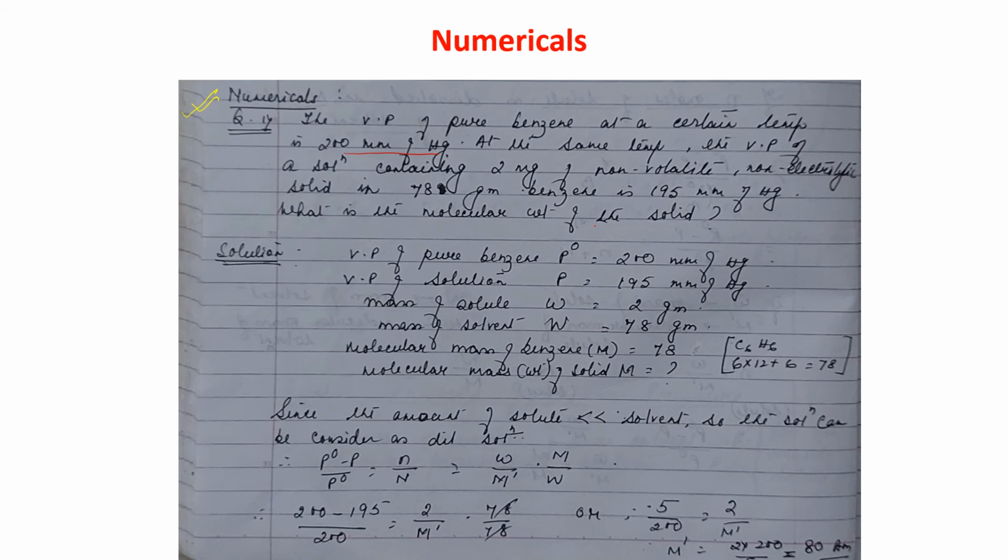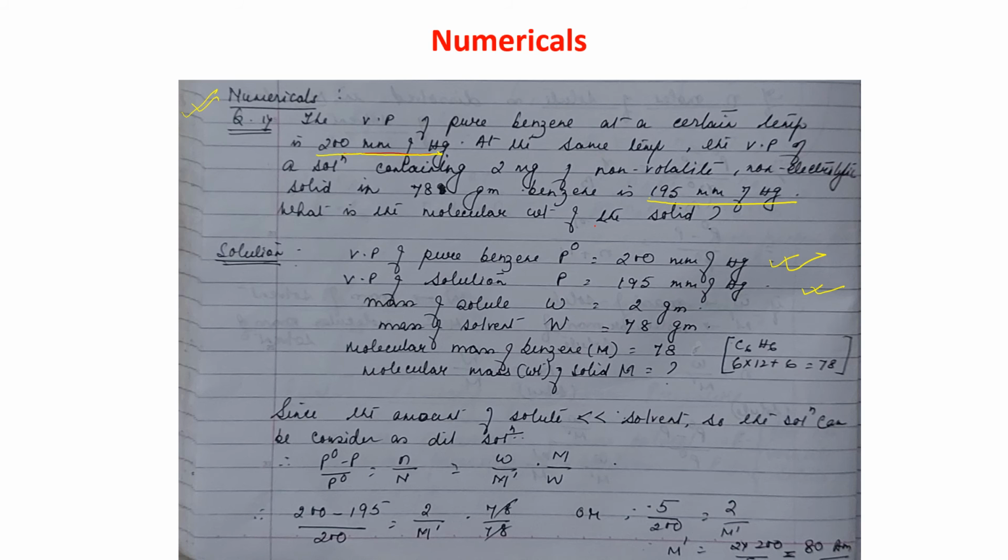So many things are given here. You have to find out the molecular weight of the solid. Now let us see the solution. Vapor pressure of pure benzene P0 is equal to 200 millimeter of mercury. That is given here. I told you that 200 millimeter of mercury, the vapor pressure of pure benzene. Vapor pressure of the solution is 195 millimeter of mercury, where the benzene is also there, some other solute is also there. Okay, so this is 195 millimeter of mercury.